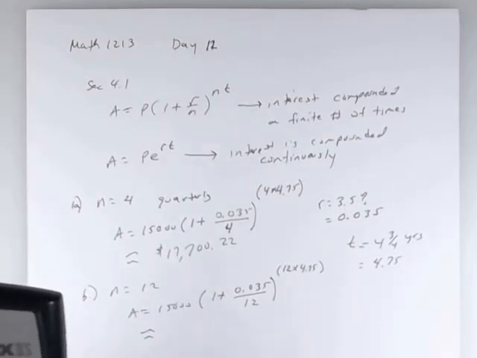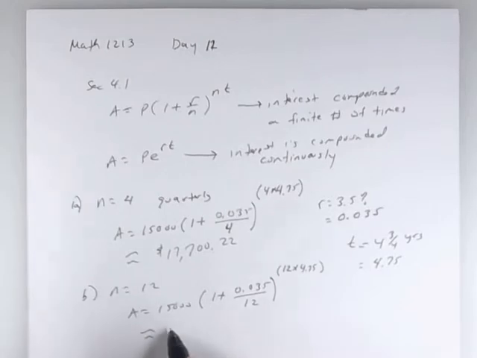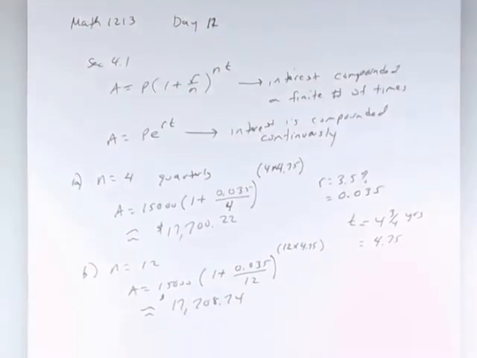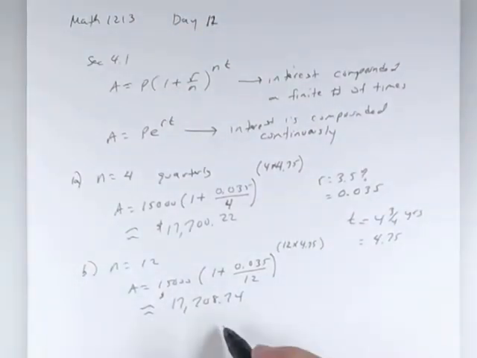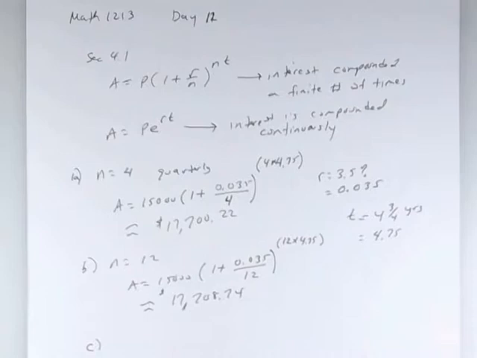I don't know, I'm working on it. All right, so you should get $17,708.74. That's what you're supposed to end up with. 74, not 73. You've got to round up to the nearest cent. So make sure you know how to use your calculator with this.